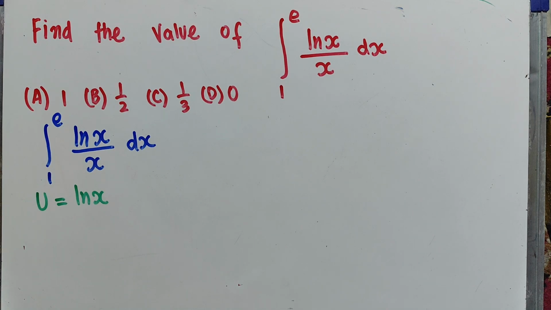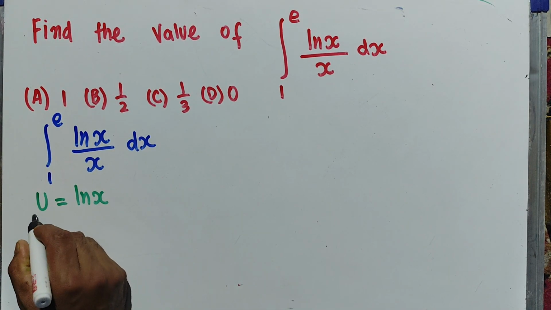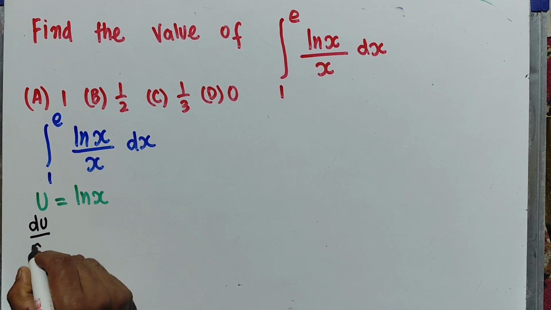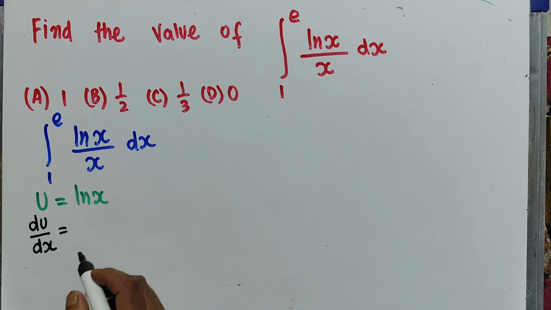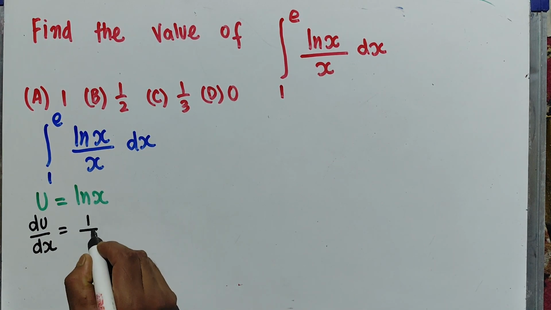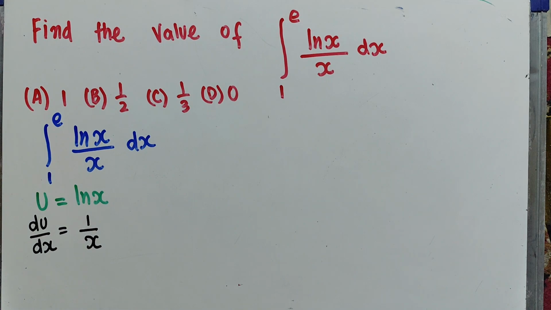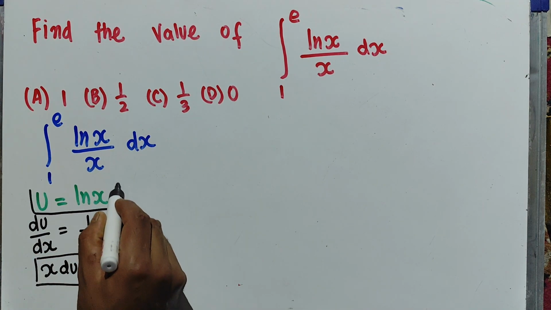After that, we differentiate this u with respect to x. That means du upon dx is the derivative of ln of x with respect to x. So the derivative of log of x is always equal to 1 upon x. Now we cross multiply, that is x times du is equal to dx. Okay, so we have this equation and we have this equation here.